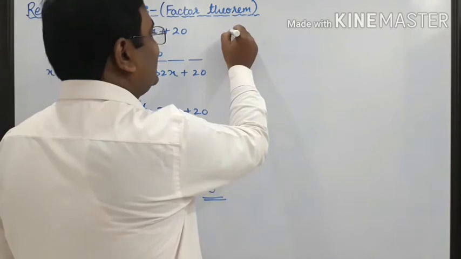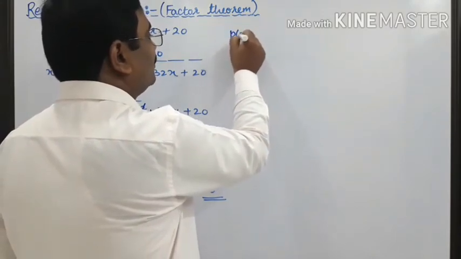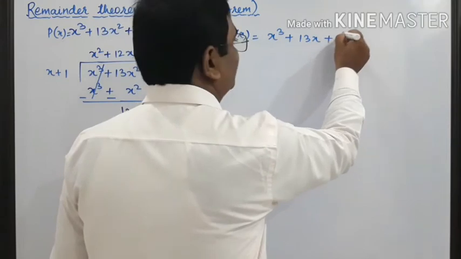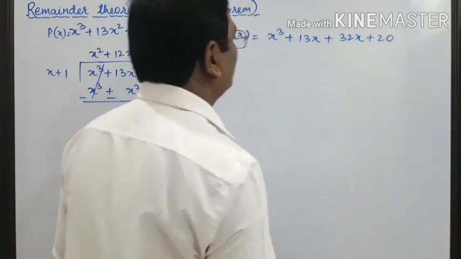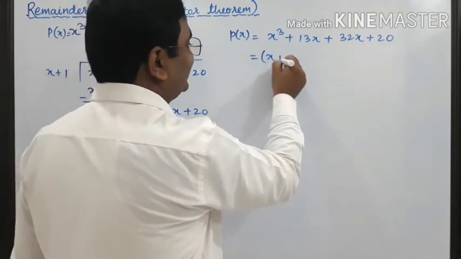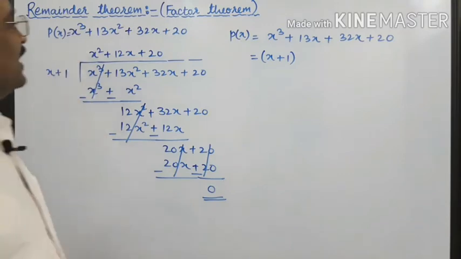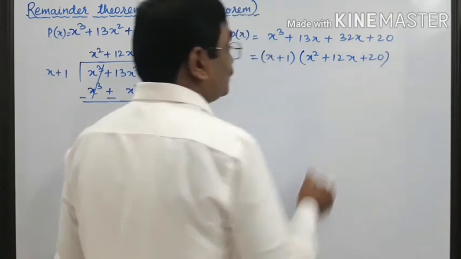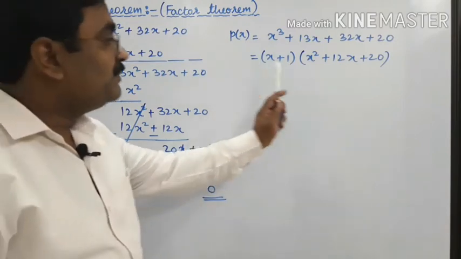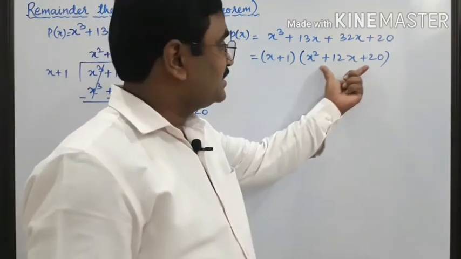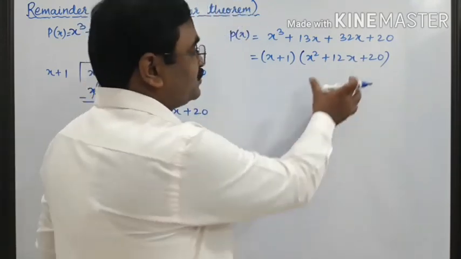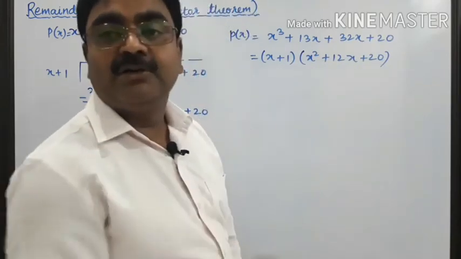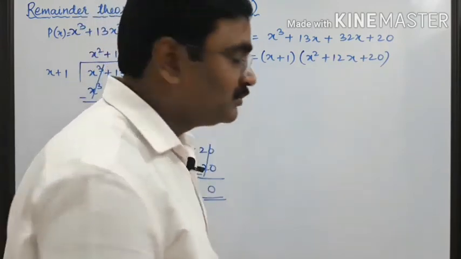So, what we got is our polynomial x cube plus 13x square plus 32x plus 20. This is our polynomial, and its first factor was decided, which was x plus 1, and the second factor came x square plus 12x plus 20, which is the quotient of this division. चलो अभी ये डिसाइड हो गया कि दिस इज द क्वोशेंट ऑफ दिस डिवीजन. अभी दिस क्वोशेंट इज इन द फॉर्म ऑफ क्वाड्रेटिक पॉलिनोमियल. इसको फैक्टराइज कर देते हैं बाय स्प्लिटिंग मिडिल टर्म, so we will get all the factors of this cubic polynomial.